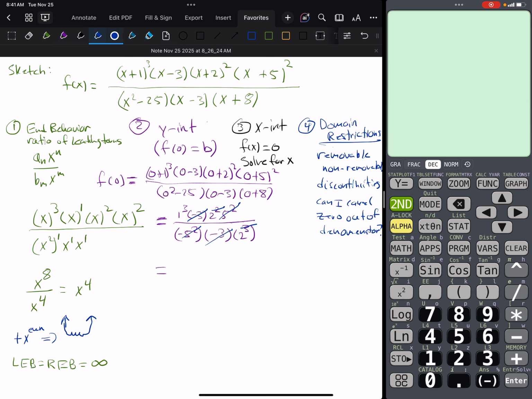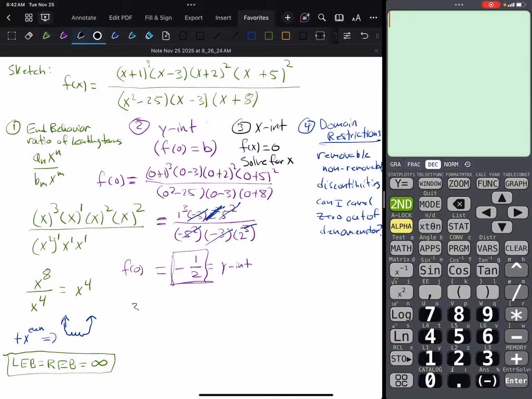Well, when I cancel that 2, it's the 2 squared that cancels, and then that just leaves me with a 2 in the denominator. So all of that work leaves me with negative 1 cubed, which is negative 1, divided by 2. And so my f of 0, which is my y-intercept, is negative 1 over 2. All right, so I know my y-intercept. I know my left and right end behaviors. And so now let's look for my x-intercepts.